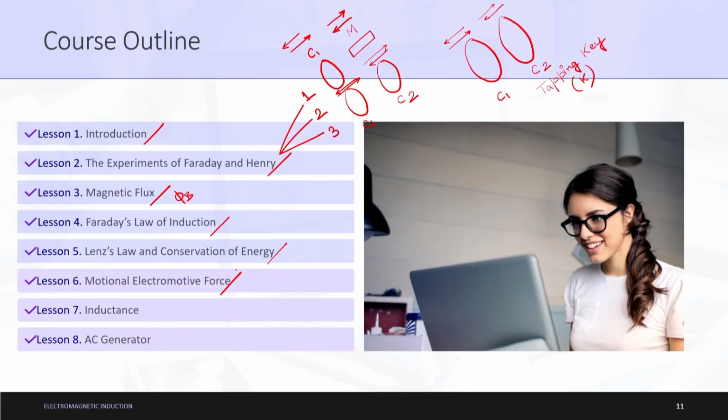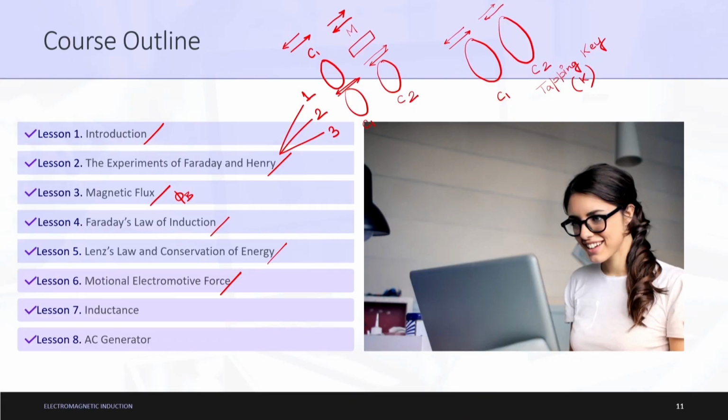Followed by motional electromotive force, that is, only the change in magnetic field B is not responsible for an EMF induced. Either the change in velocity or the change in the shape of any conductor can also be responsible for the change in EMF. Not change in current: current is induced and EMF is produced.